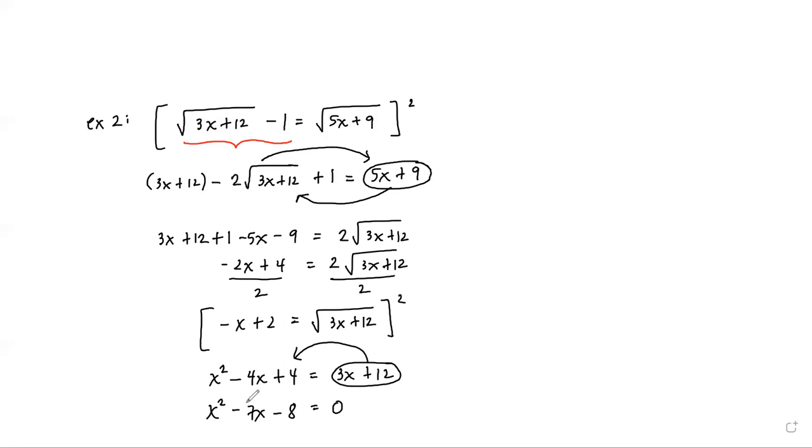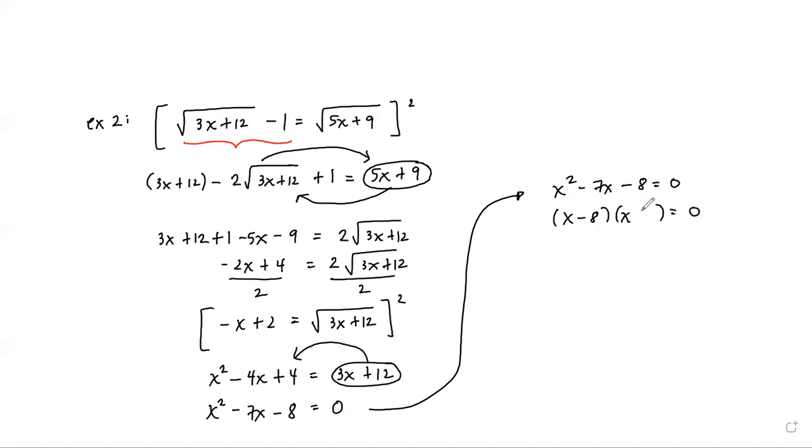So now this is a quadratic equation in standard form. So we can use factoring to solve this equation. The factors would be x minus 8 and x plus 1. So using the zero product property and solving for x, we get x equals positive 8 and x is equal to negative 1.